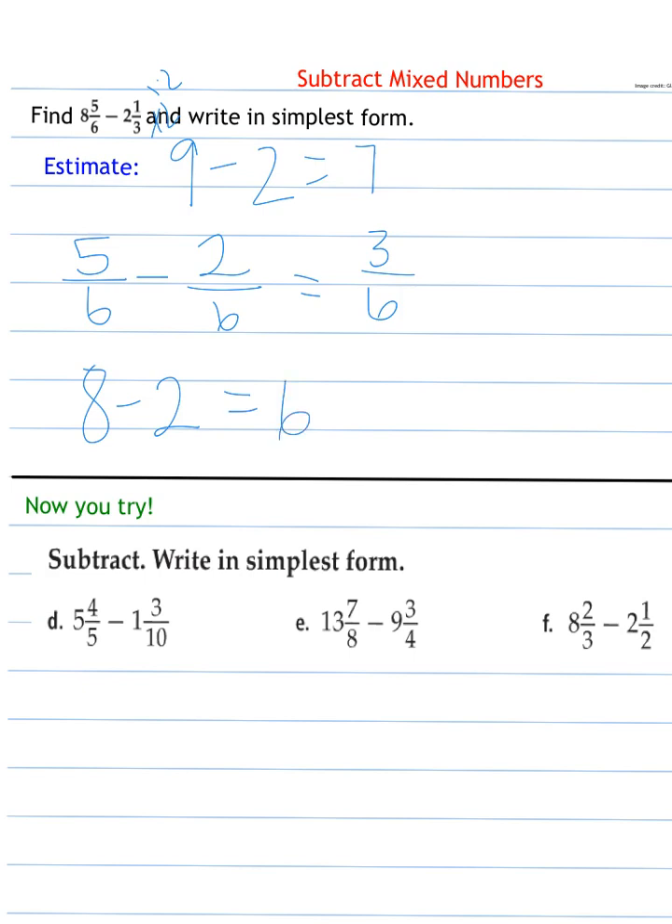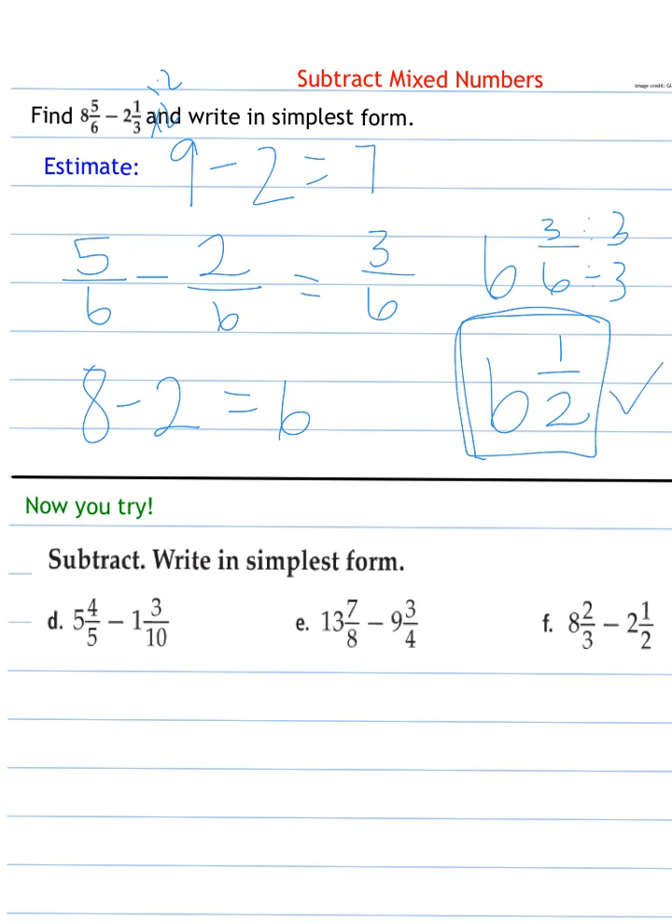Put your whole number and your fraction together again. 6 and 3/6. We can divide both of these by 3. So our final answer is 6 and 1/2. Okay. Which, if we look back at our estimate, we got 7, which would make sense with the way we rounded. So I would say that answer is reasonable. Here's some for you to try now on your own, and then come back and check your answers.